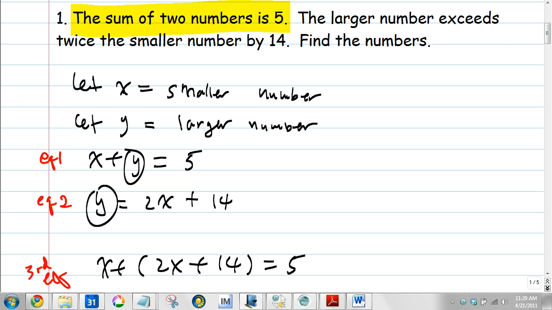Do you see what I'm talking about? Okay. So when I substitute 2x plus 14 in here, if I plug that in there, I get x plus 2x plus 14 equals 5. Now, all we have to do is solve, right? By the way, how many variables are we using now? Only one, right?